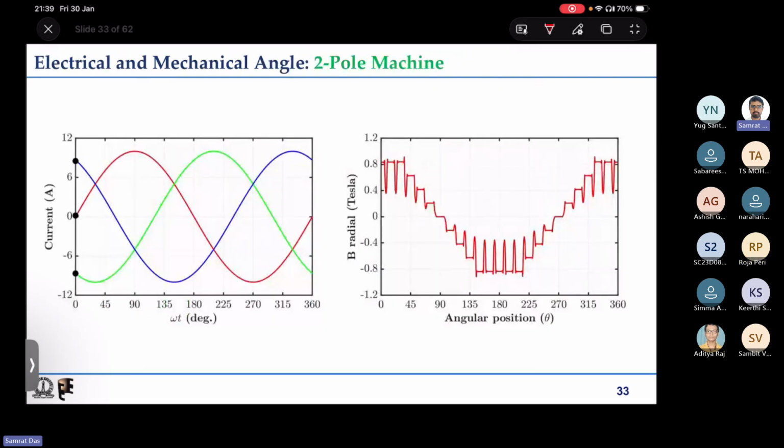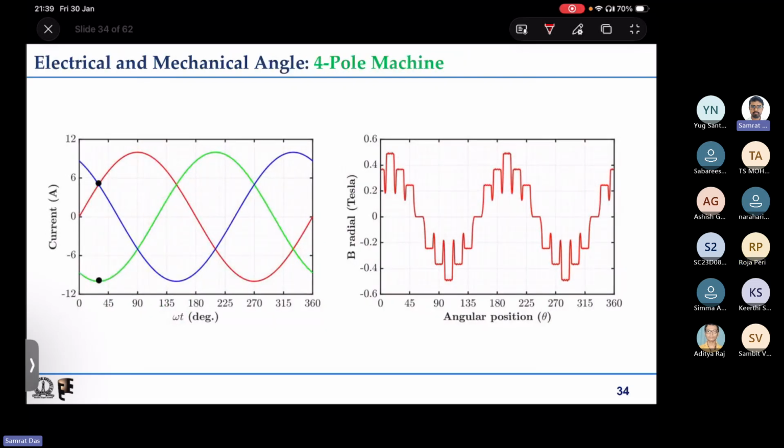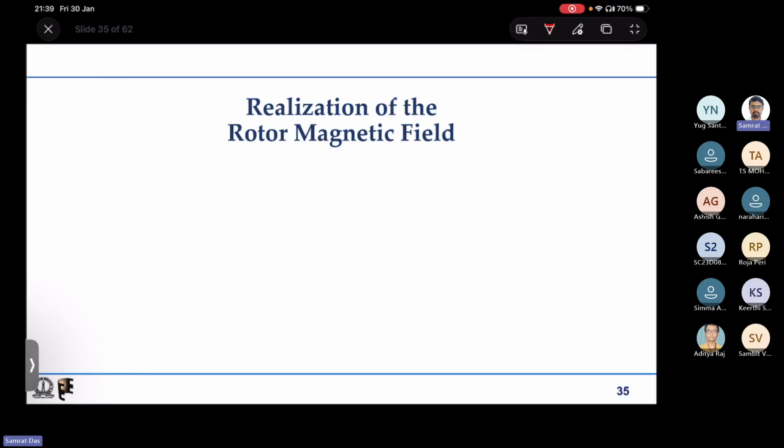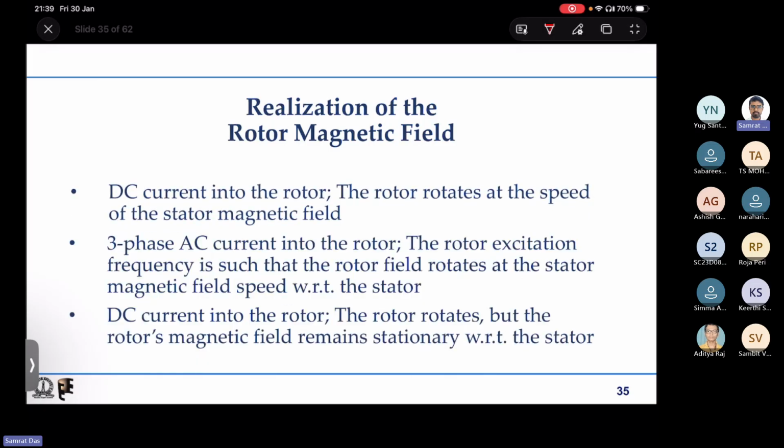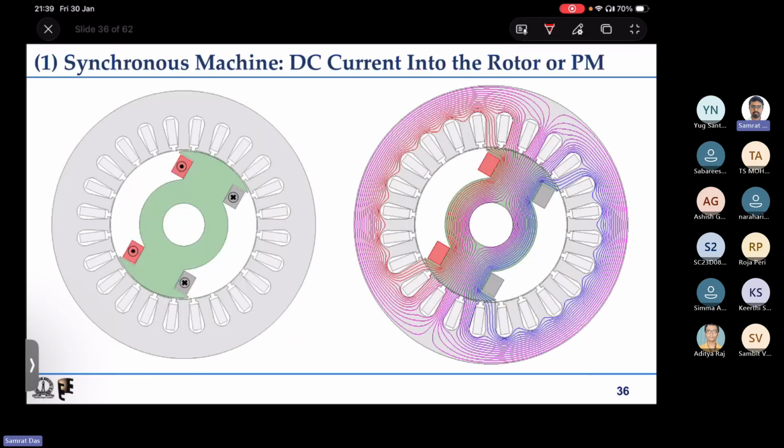Okay. So then we have understood this 2 pole and 4 pole. Next we started with the realization of the rotor magnetic field. So we looked at the possibilities. The first thing we saw was what happens if we make some winding in the rotor and pass some DC current through it. Then if we run the simulation, we'll get a flux line distribution like this, where this is the magnetic field axis.